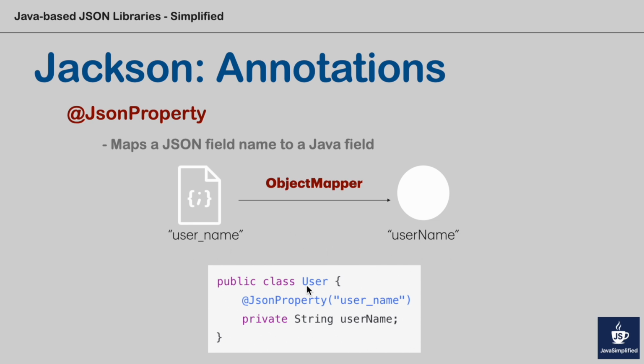To do that, in our Java POJO class, on top of our username field, we will apply user_name in double quotes using the @JsonProperty annotation. This way we are telling the object mapper, hey, just bind whatever is coming in JSON as user_name to username. Let's do a hands-on on this.